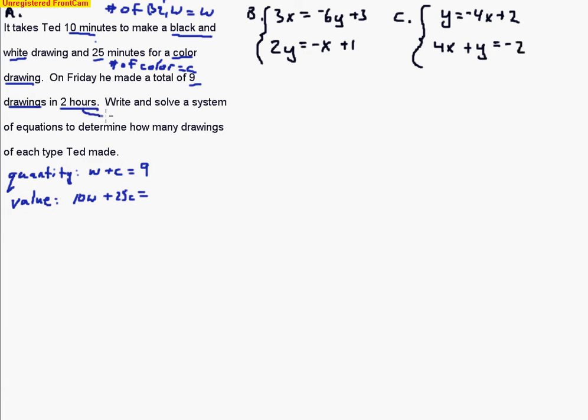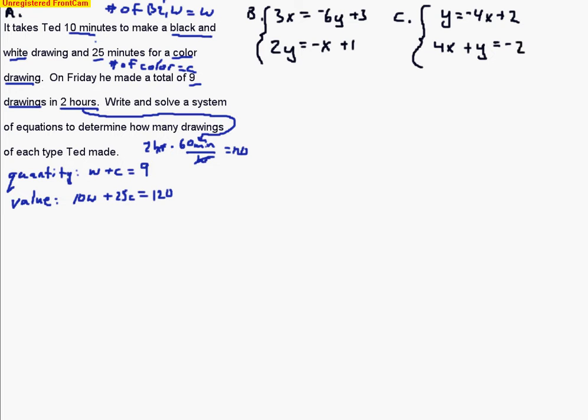The problem is that we can't use 2 hours because hours are a different unit of time than minutes, and we need the same unit of time. So we're going to have to convert 2 hours to minutes. So we're going to multiply by 60 minutes per hour, and then we can get those hours to cancel. So that's going to be 120 minutes. So we've got to use 120, and that's the mistake most people will make on this type of problem.